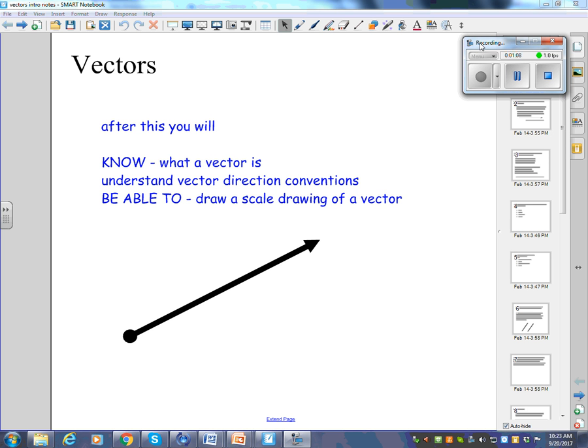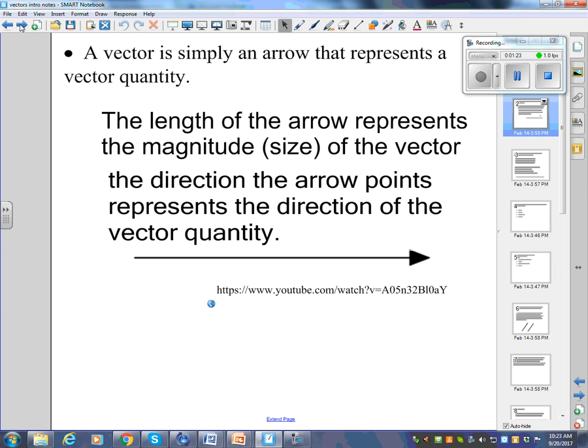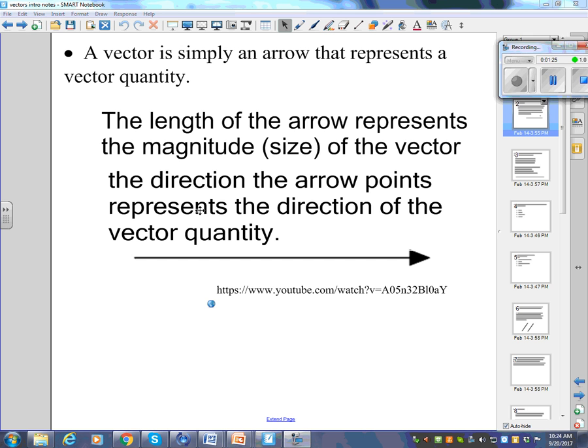So after today, you'll know what a vector is, understand vector direction conventions, and be able to draw a scale drawing of a vector. And there's an example of a vector on the page right there. Do you have that on yours? You don't need to worry about that. Just a pictorial representation. Okay, so what is a vector?